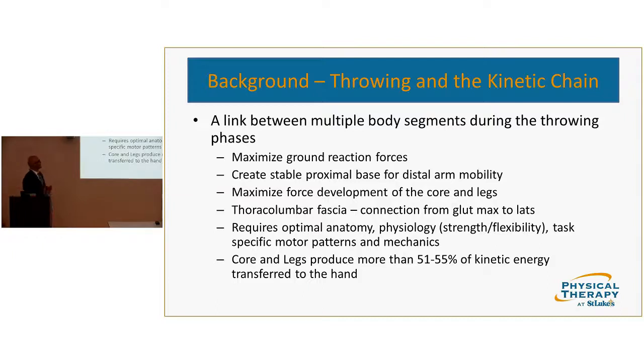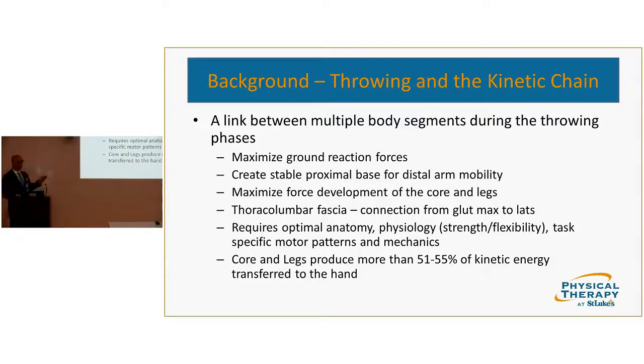You need to create a stable proximal base. We talk about this with the shoulder all the time. You create that stable scapula to help with the distal mobility. But this is way down the line. So we're starting from the feet, working our way up and trying to maximize the velocity that's coming out of the ball from the hand. And maximize force development of the core and legs.